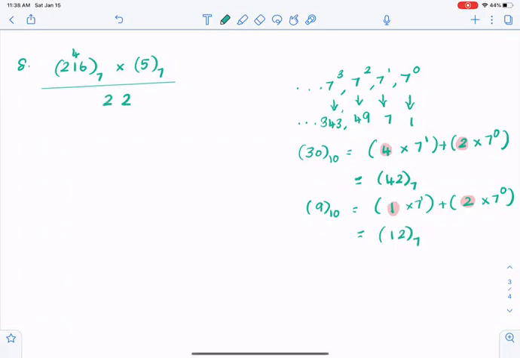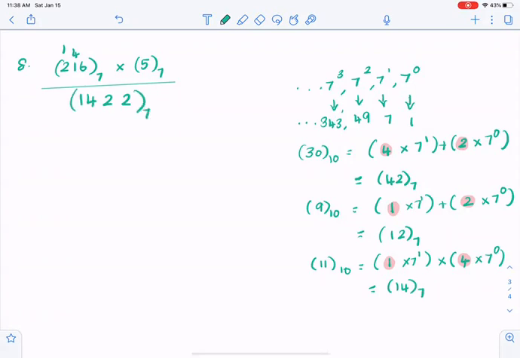So 2, carry 1. 5 times 2 is 10. We have 1 already, so 11. 11 in base 10. Again, we can only go up to 2 digits. So 1 times 7 is 7, 4 times 1 is 4, 7 plus 4 is 11. So that would result in 14 in base 7. So 1422 in base 7.